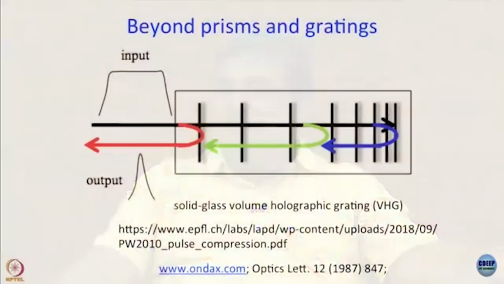So, I think the latest development in this field is something called VHG, solid glass volume holographic grating. So, you remember we talked about the Bragg mirror, right? Bragg mirror, where reflection is from different layers. Here also what you have is, so this is a very small device, and so far I do not know if anybody else does it. There is this company called Ondax, which has now been taken over by Coherent.